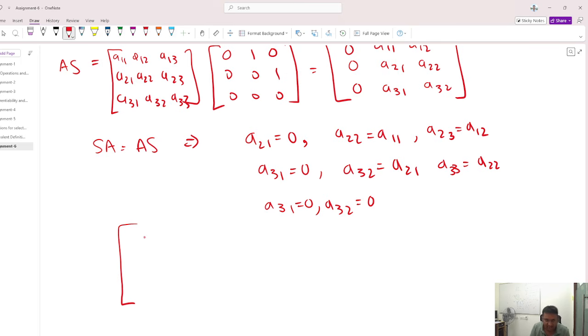What is A11? Any condition on A11? Let's have A11. What is A12? Let's have A12 only. What is A13? Is it 0 or something? No condition, right? A21, any condition on A21? Yeah, it is. Let's write it like that only. Any condition on A23? Yeah, A23 is A12. Any condition on A22? No condition on A22, right? No, A22 is A11.